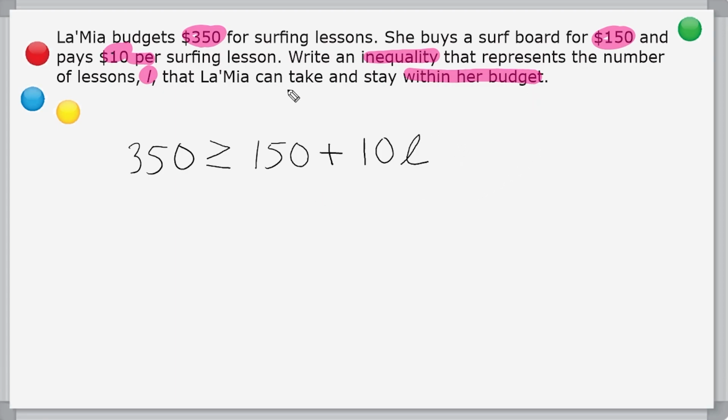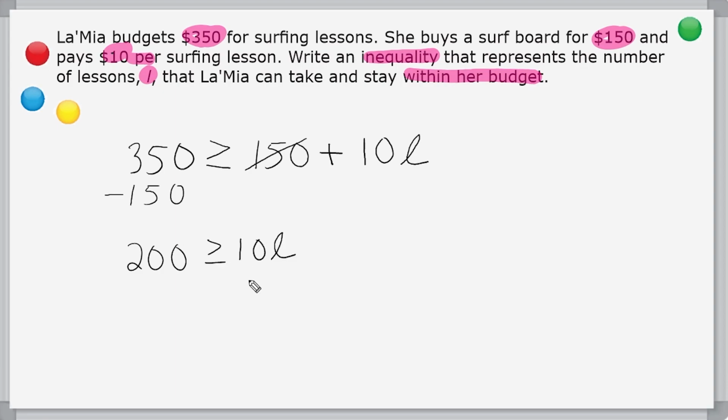Now, this problem only asked us to write an inequality to represent the situation. It did not ask us to solve, but let's just go ahead and solve anyway so we can understand more in depth how this problem works. First, we're going to take the $150 that she spent on the surfboard and subtract it from her budget on the other side, which just means she has $200 remaining in her budget to take surfing lessons.